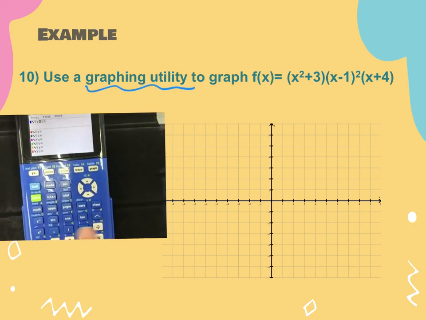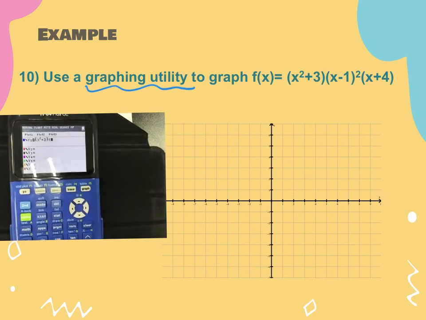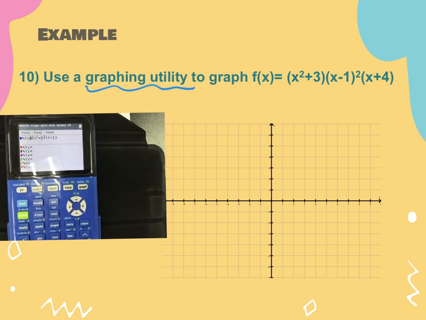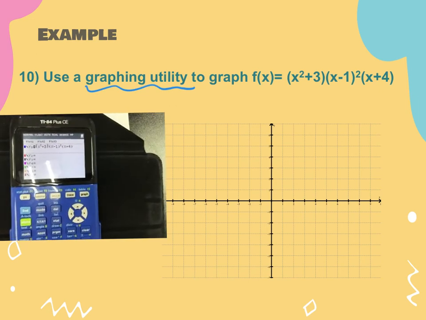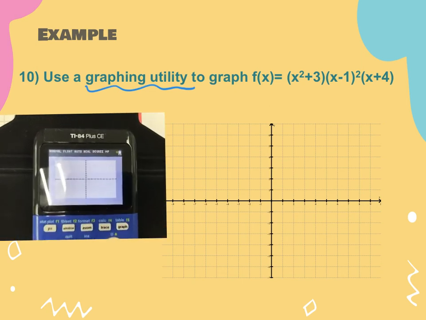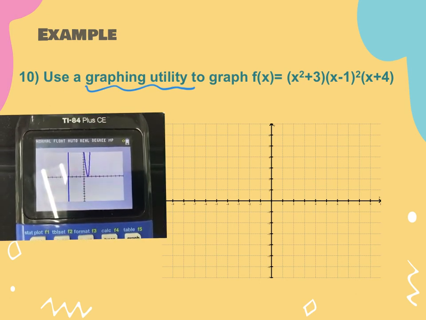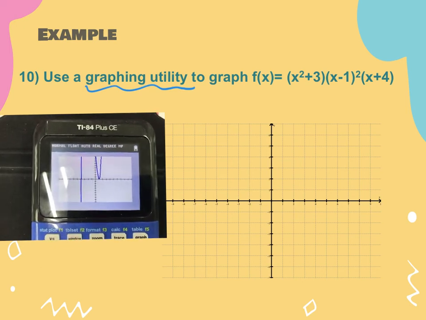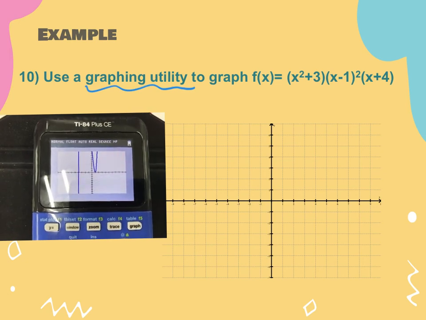Parentheses, x squared plus 3, close my parentheses, open the parentheses again, x minus 1, close the parentheses, squared, and x plus 4, close the parentheses again, hit enter, hit graph, and there's my graph. So notice I don't even see the top of it. I know it goes up and comes back down, but I don't see how high it is.